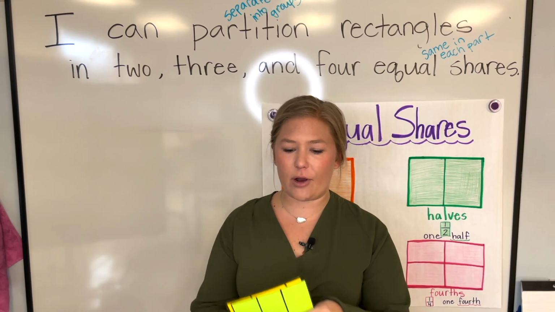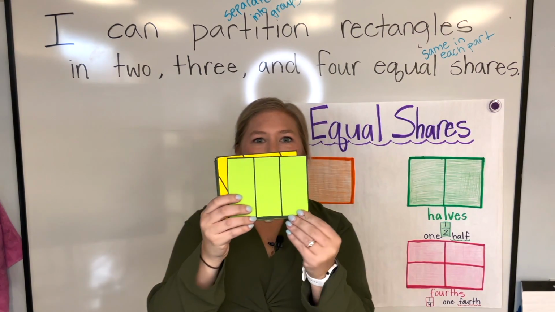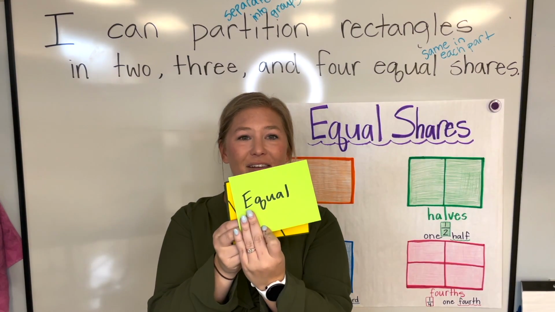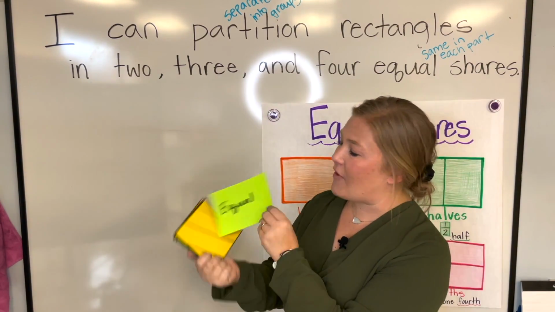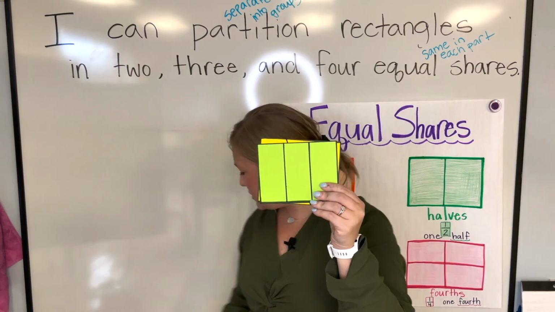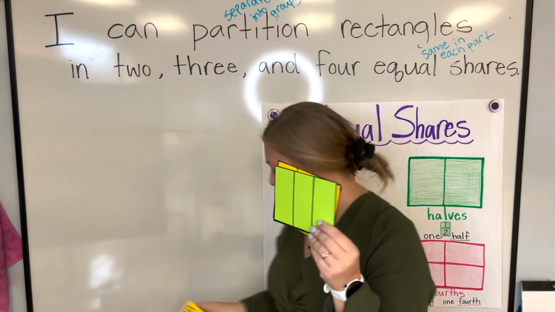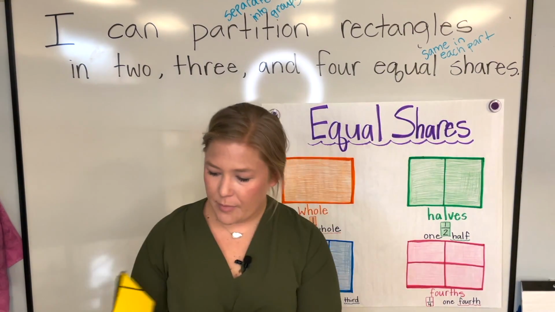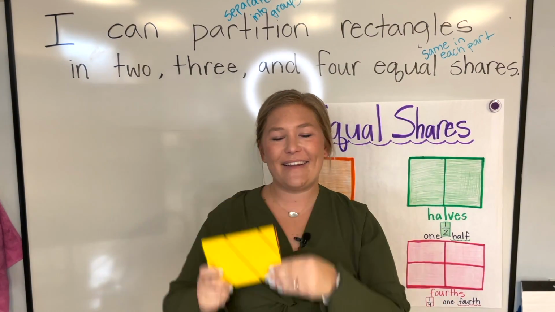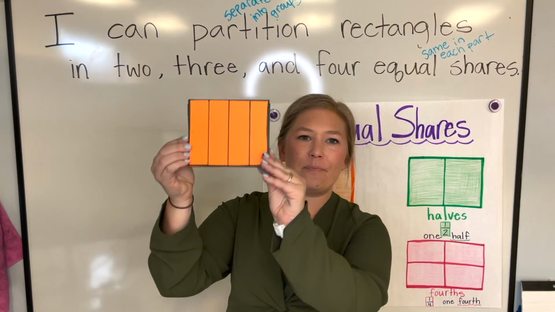All right, let's see if we can try another one. What do you see here? Are the parts equal? Yes, they are. This one is equal. And if I were to have you color one part, you would be coloring 1/3 of our shape. Nice job. All right, what about this one? Equal or not equal? Let me see it on your paper. That's right, not equal.